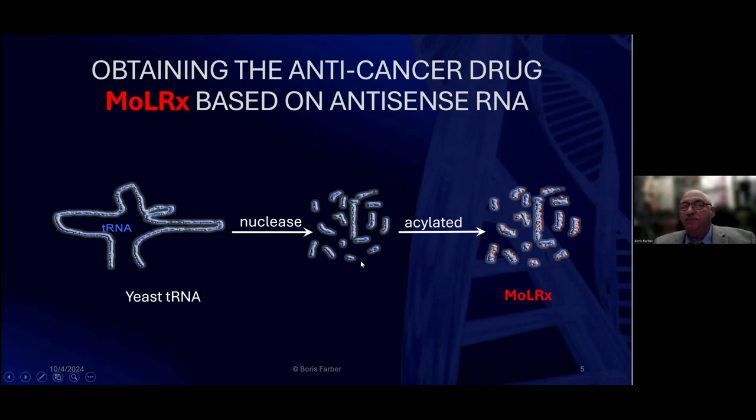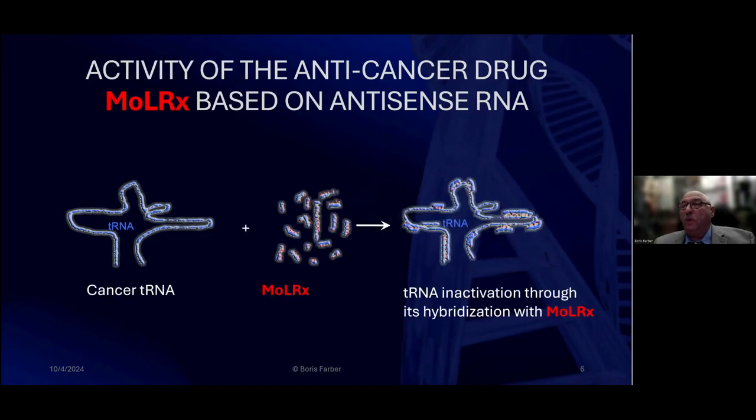A yeast transplant tRNA, such as alanine tRNA, is taken and treated with nuclease, which leads to the formation of multiple oligonucleotide fragments. The resulting fragments are then modified by acylation. These fragments modified by acylation reverse the charges of the oligonucleotide residues by carboxylation. MolRx is a novel anti-cancer drug composed of carboxylated RNA fragments.